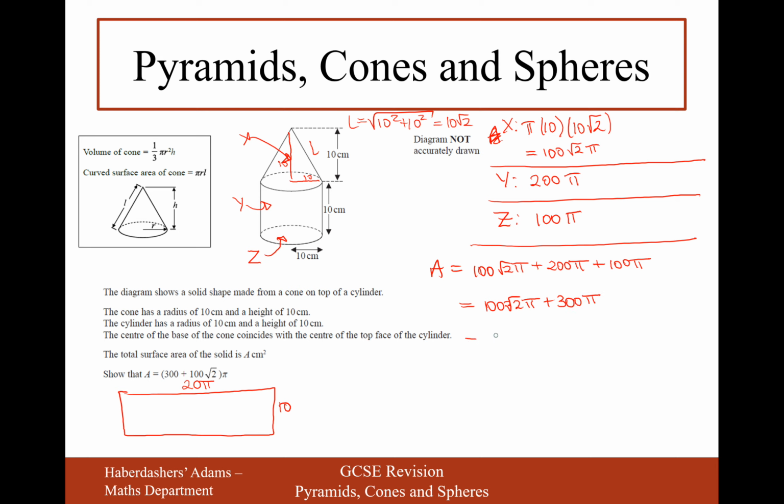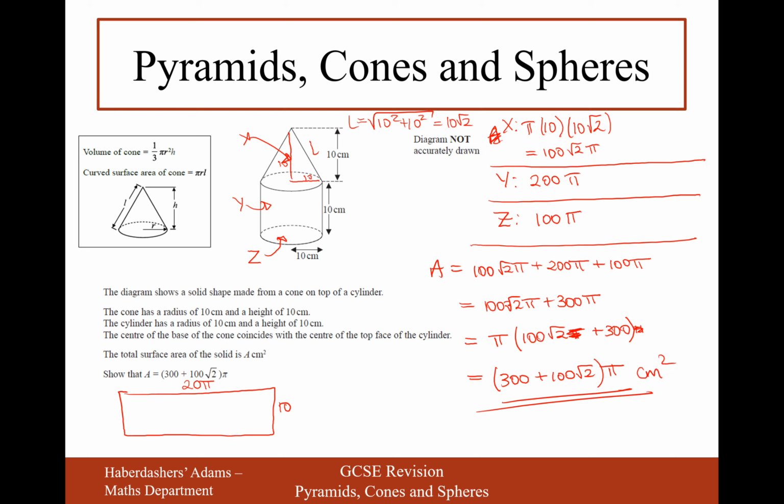And then it looks like our answer wants us to factorise out pi, so it would be pi times 100 root 2 plus 300, sorry, pi is being factorised out, so we don't need to write it in there. Then we just need to rewrite it in this order, so it would be brackets 300 plus 100 root 2, close brackets, pi, final answer. There we are, so that's centimetres squared.